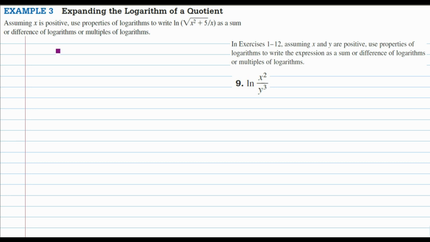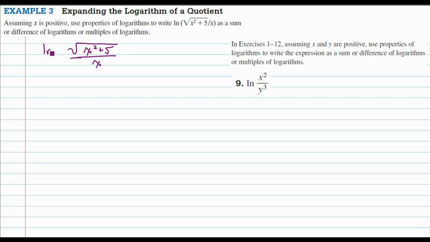What a mess. Okay, so I'm going to start out with the natural log, and I'm going to rewrite this in a way that I can more easily understand it. That's going to be the square root of x squared plus 5 in the numerator, and then over x in the denominator. So that square root is only around the numerator. The directions say to write it as a sum or difference of logarithms or multiples of logarithms.